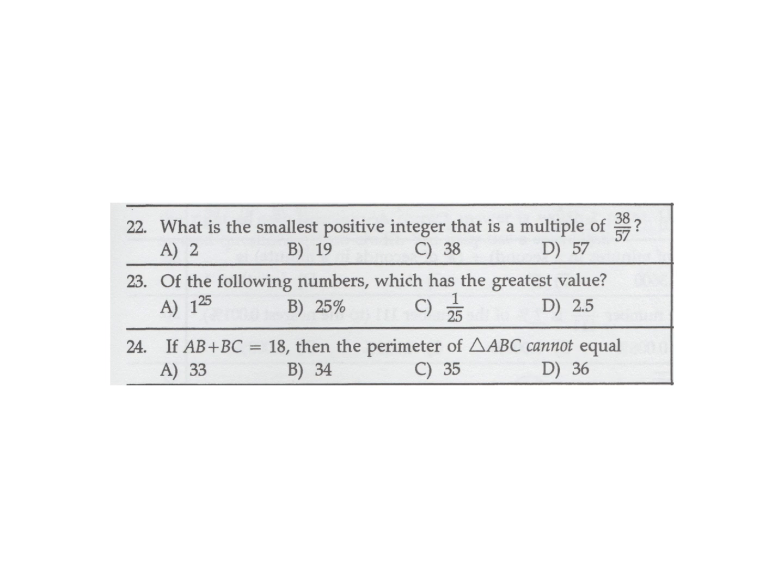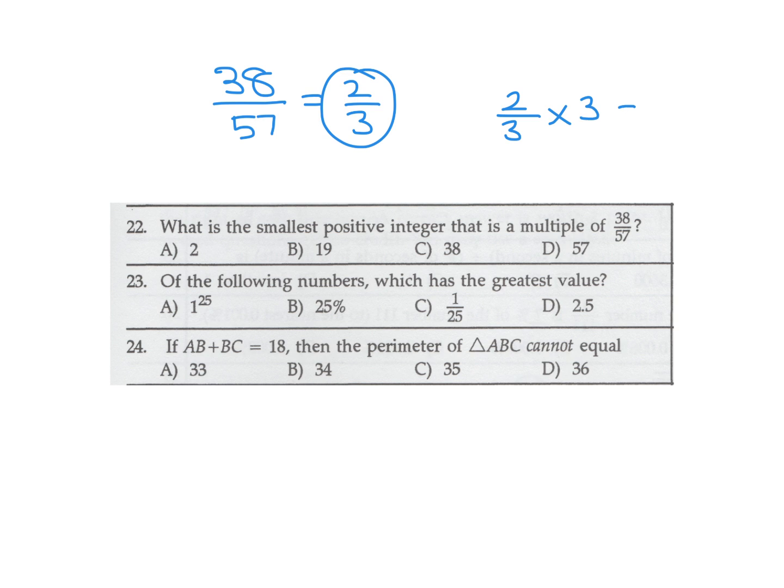What is the smallest positive integer that is a multiple of 38 over 57? 38 over 57 in lowest terms is 2 over 3. So what is the smallest integer that is a multiple of 2 over 3? Well, if you take 2 over 3 and multiply it by 3, you'll get 2. And this will be the smallest positive integer that is a multiple.